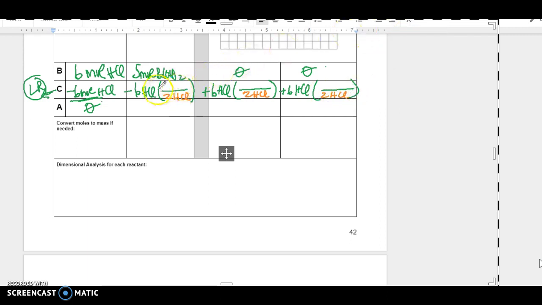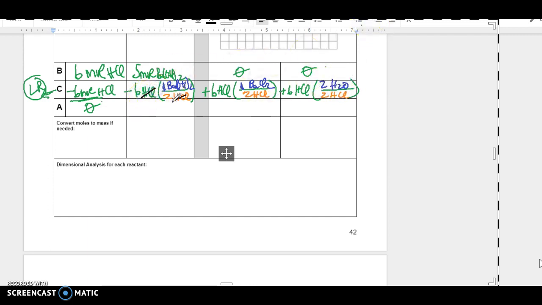And then on the top, I'm going to put what is the thing that I need. And I'm going to look at the coefficients and see that the Ba(OH)2 is a 1. The BaCl2 is a 1. And the water is a 2. So then I'm just going to figure out what they are.